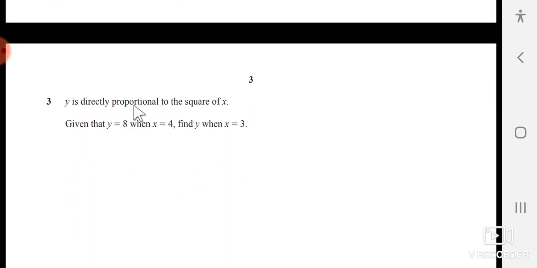Y is directly proportional to the square of x. So y is equal to kx square, and to find the value of k, take this x is equal to 4 and this y is equal to 8 and find the value of k, and this we substitute again in y is equal to kx square, and then take x is equal to 3 and find corresponding value of y.